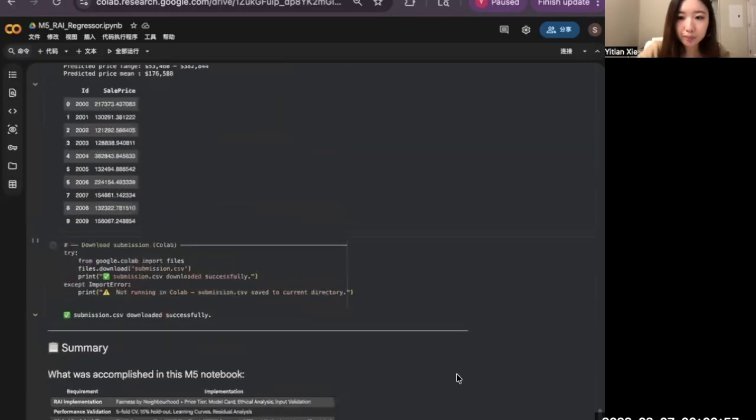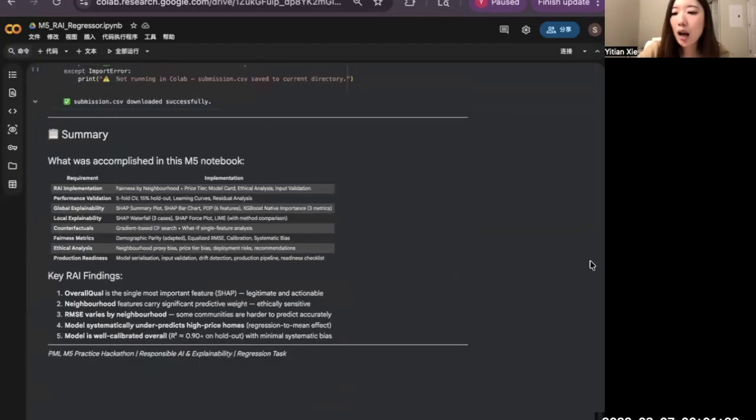So in conclusion, this project demonstrates how a machine learning system can be developed using responsible AI principles. The system combines strong predictive performance with transparent explanations using SHAP and LIME, fairness evaluation across neighborhoods and price tiers, bias detection and ethical analysis, and production readiness considerations. By integrating predictive modeling with interpretability and fairness evaluations, this approach supports ethical, trustworthy AI deployment in a real-world decision-making system.